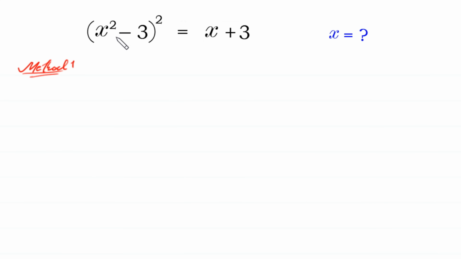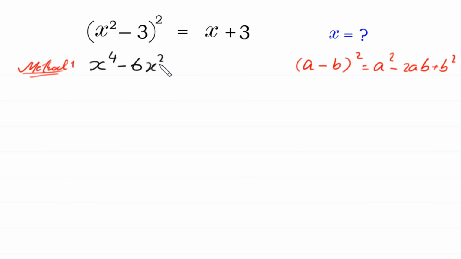First of all, we take a square of this x squared minus 3, according to the algebraic identity (a minus b) whole squared is equal to a squared minus 2ab plus b squared. According to this identity, (x squared minus 3) whole squared is equal to x to the power 4 minus 6x squared plus 9, which is equal to x plus 3.